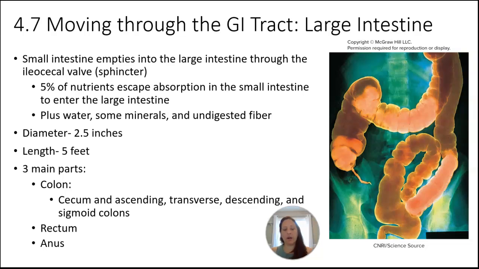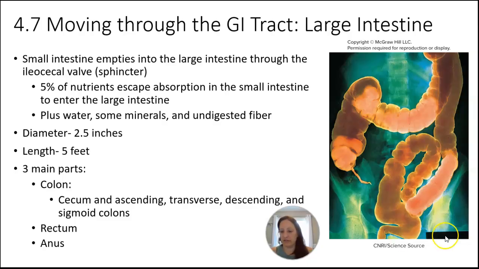There are 3 parts of the large intestine: the colon, the rectum, and the anus. The colon is the largest part. It's composed of 4 sections: the cecum, which is the very beginning of the colon, and then the ascending colon, which goes up, the transverse colon, which goes across, and then the descending colon, which then enters into what's called the sigmoid colon.